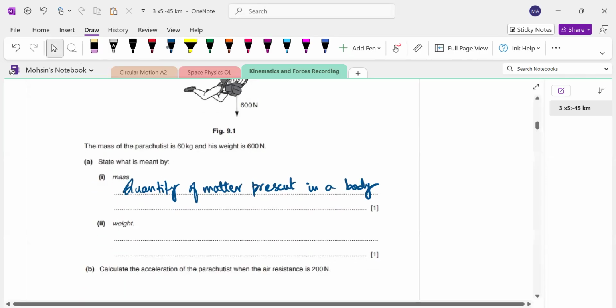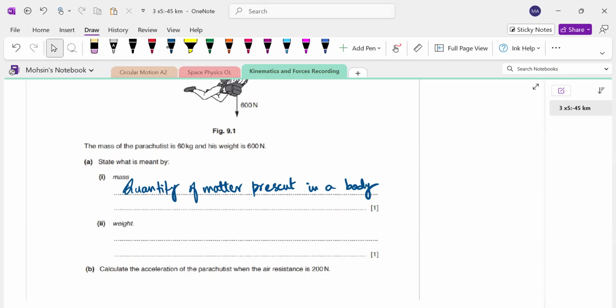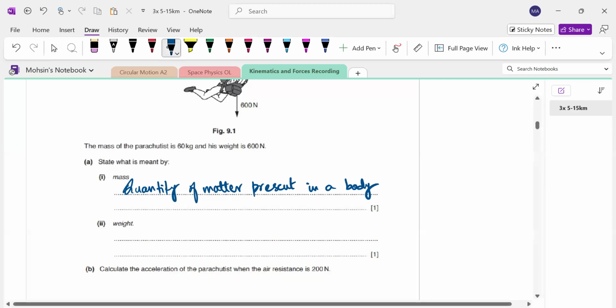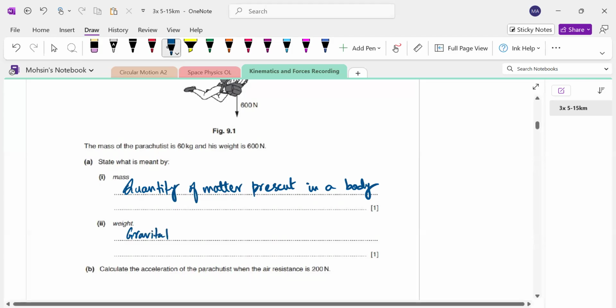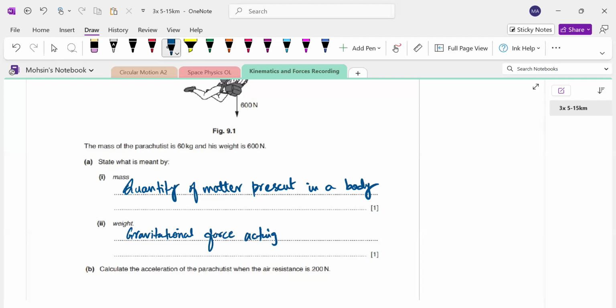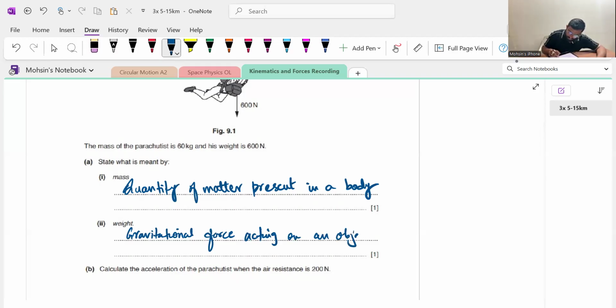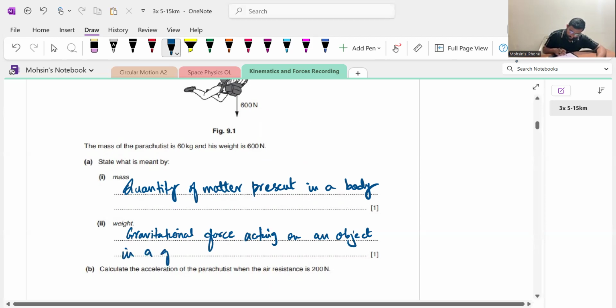And the next question is, what is meant by weight? So the weight is the gravitational force acting on us, which is downward. Whatever the gravitational force acting on me is my weight. Whatever the gravitational force acting on you is your weight. So the gravitational force acting on an object is called its weight, in a gravitational field.